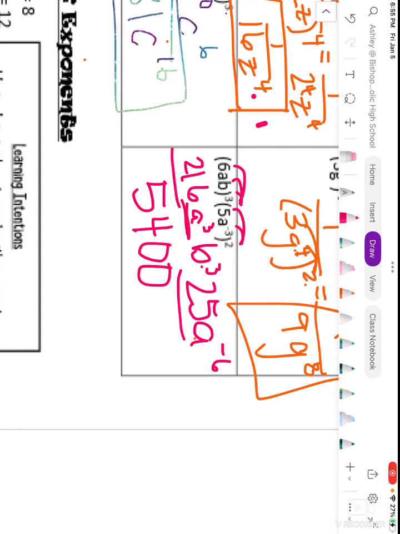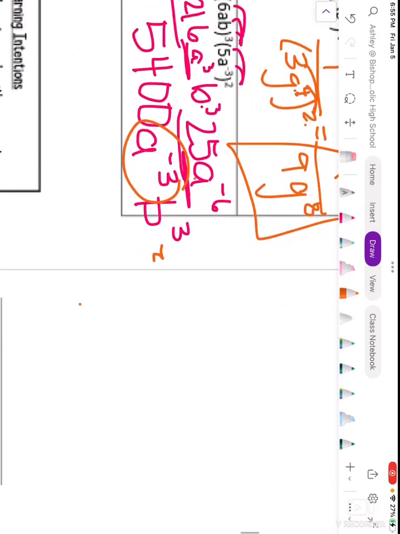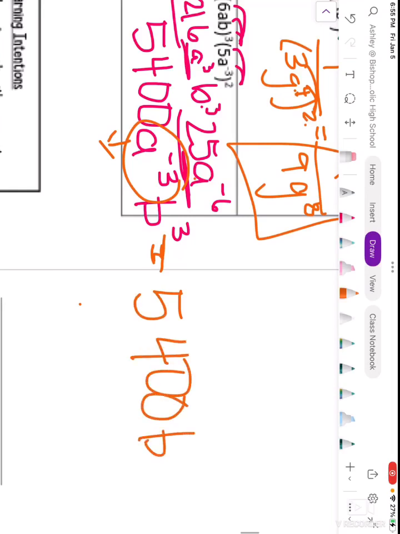Our a's, a to the 3rd and a to the 6th, we add those, they're being multiplied, so a to the negative 3rd, b to the 3rd. This negative exponent, we're going to flip to the bottom. So that goes down. So 5,400, b to the 3rd on top, and the a to the 3rd goes to the bottom.